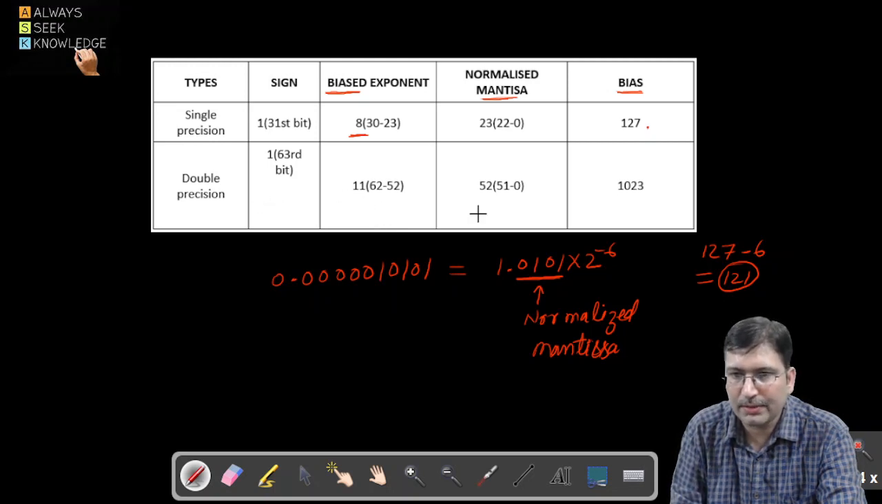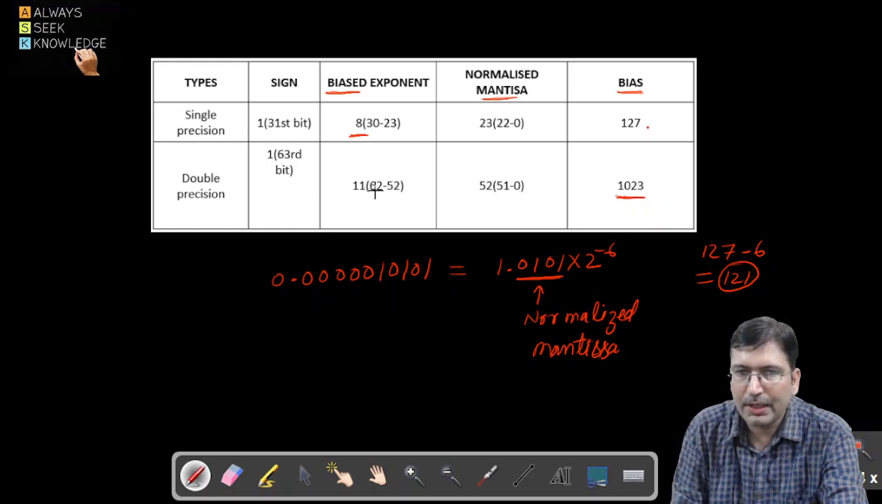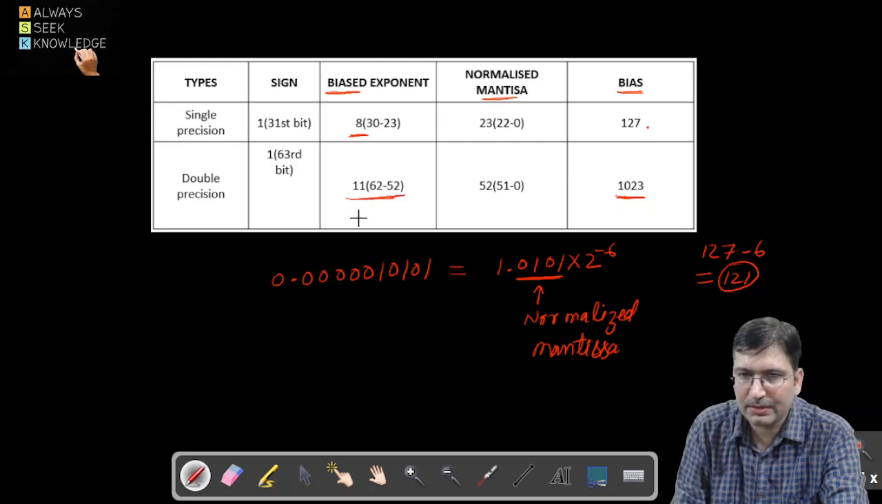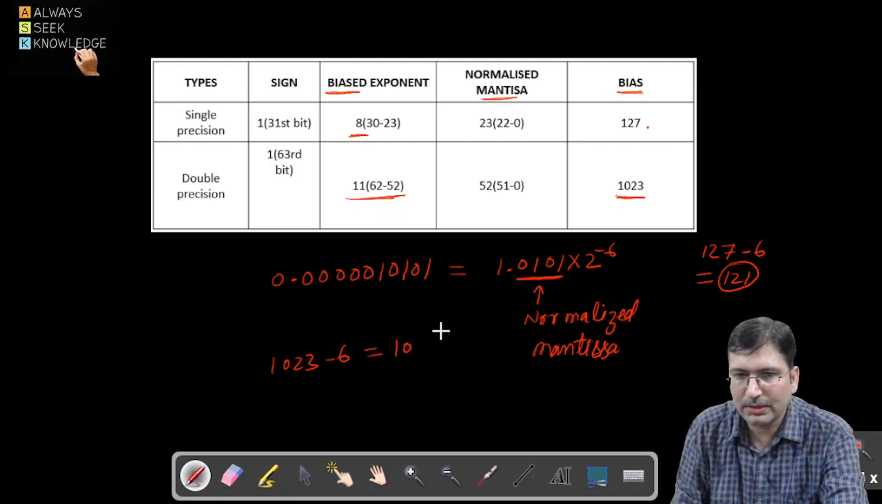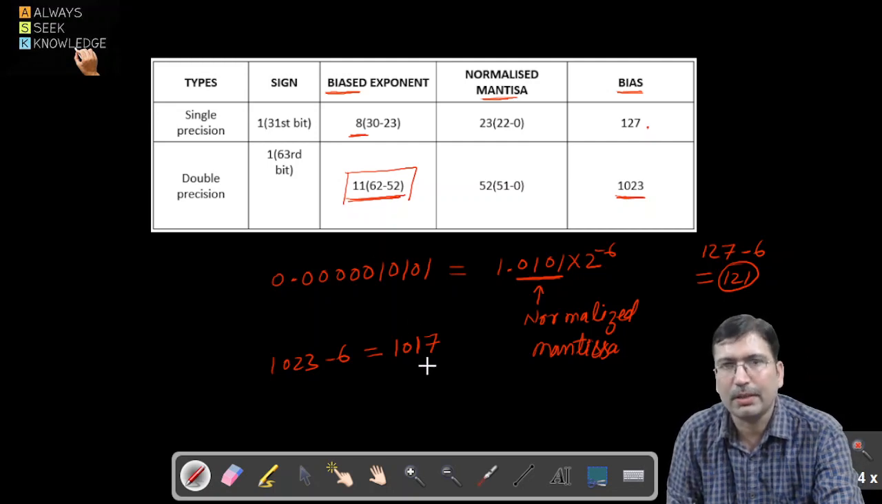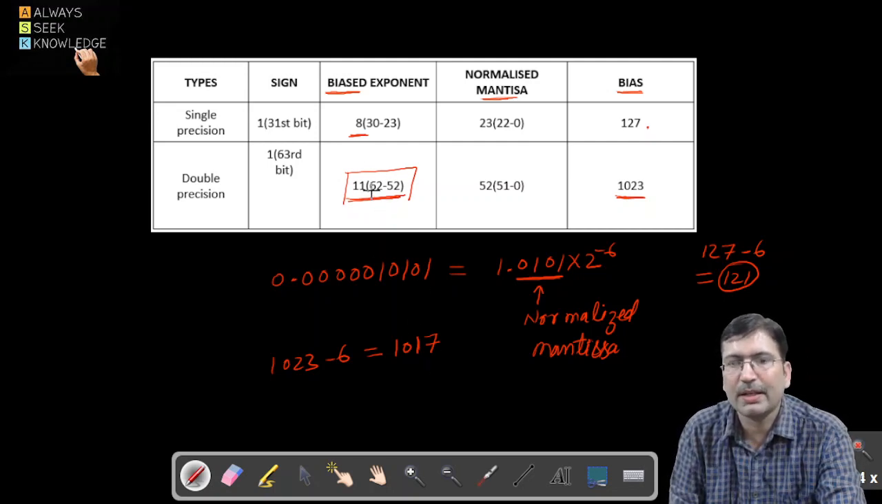Similarly, in double precision, the value of bias is 1023. So in case this is the number which has exponent -6, in double precision, in these 11 bits, we will store 1023 minus 6. That will give us 1017. So rather than storing -6, in these 11 bits we will store 1017 in binary. So that is the meaning of biased exponent.